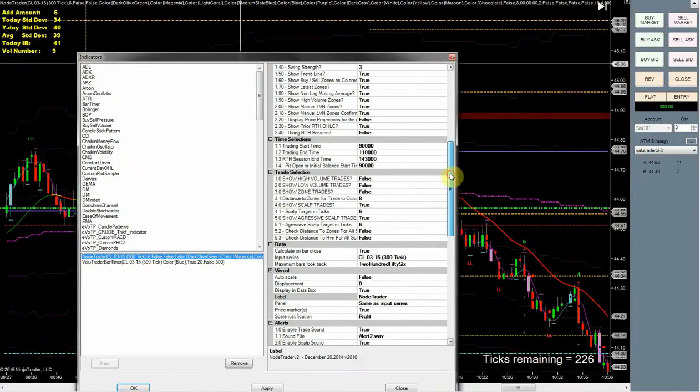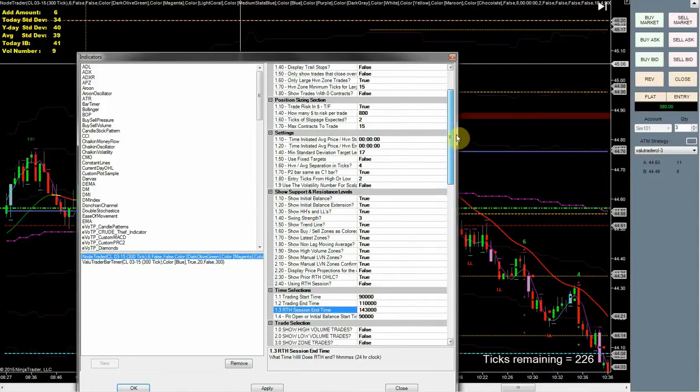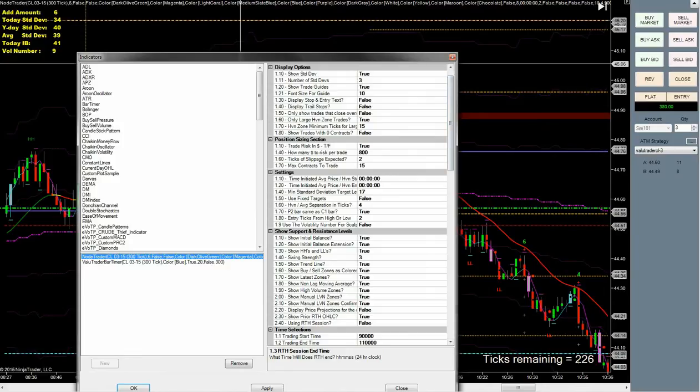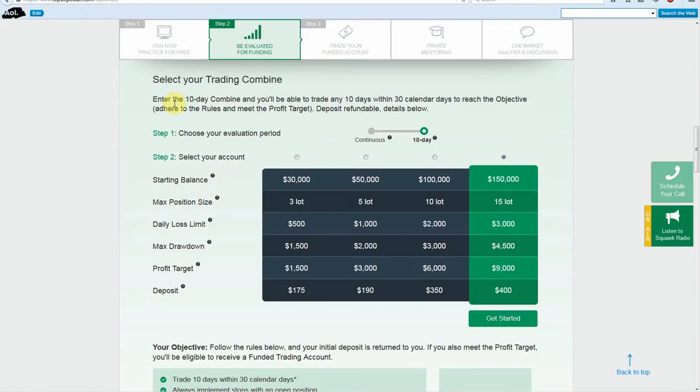And where were we? Here it is. It's definitely important to put in the pit open. Again, this is crude oil, and RTH session end time, so 14:30 there. And I want to talk to you guys about money management, so let's find that section. Alright, now what I actually plan on doing, let me pull this up real quick. I'm going to be using the settings that Top Step Trader has for their combine, because at some point I do plan in the future to take this.